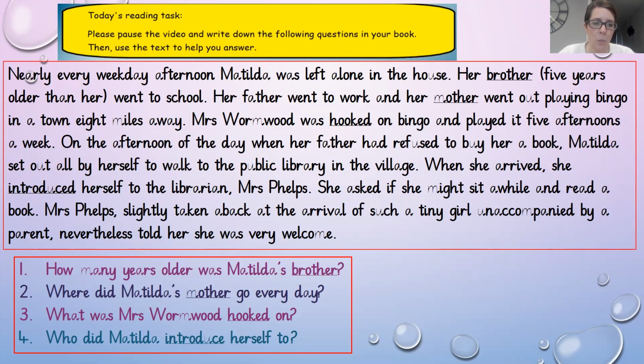So you've got question number 1. How many years older was Matilda's brother? Question number 2. Where did Matilda's mother go every day? 3. What was Mrs. Wormwood hooked on? And last question, who did Matilda introduce herself to?